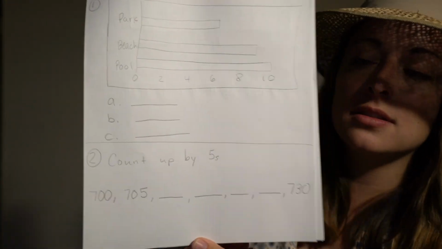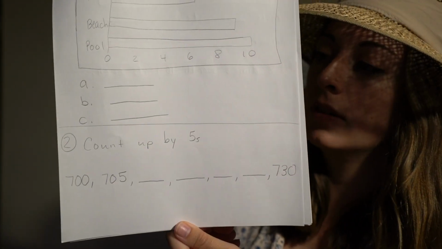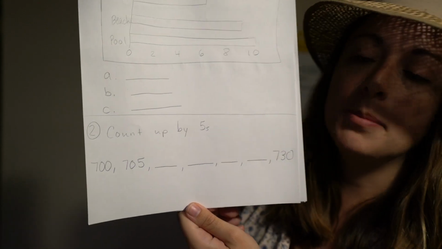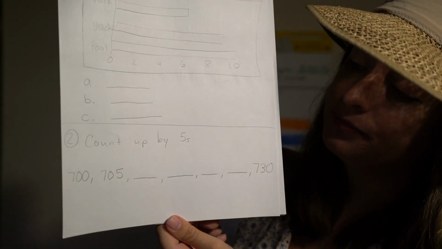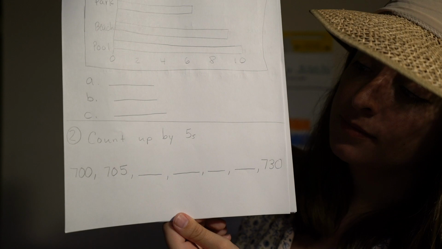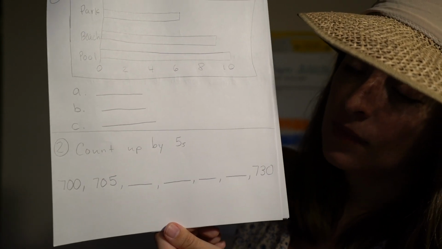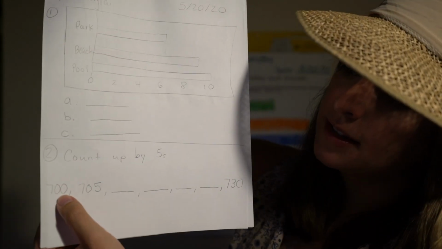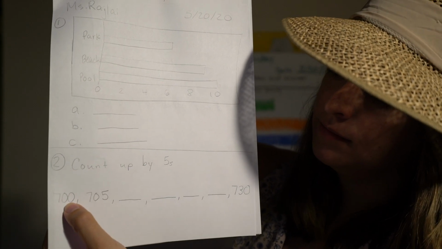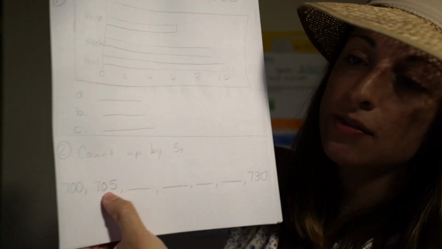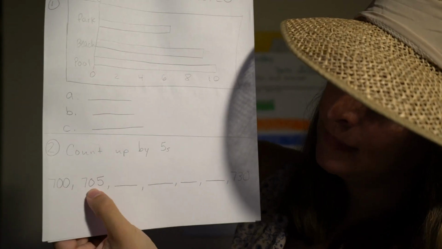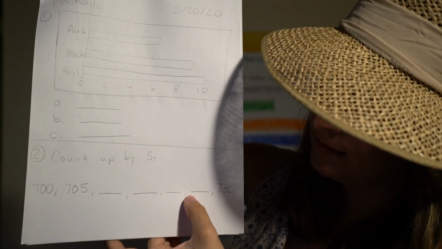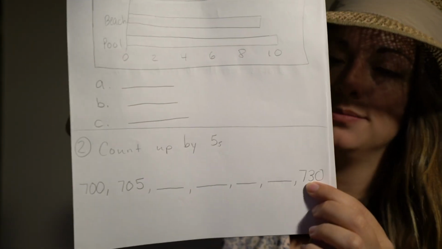It says count up by 5s. Then you're writing 700, 705, 4 blank lines, and then 730.